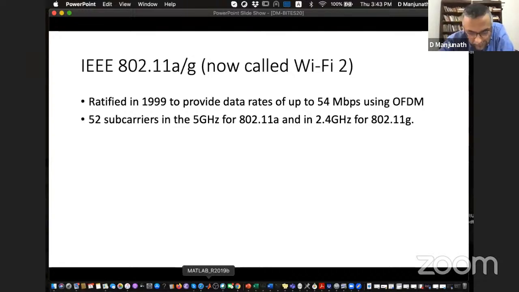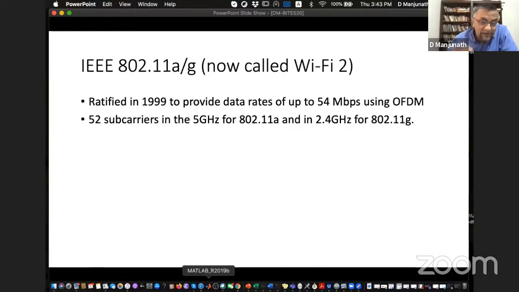Because of OFDM, different frequencies will have different noise characteristics in the same place. So it is possible that you can combine a large number of these subcarriers to get a fairly large bandwidth or a large part of the channel.